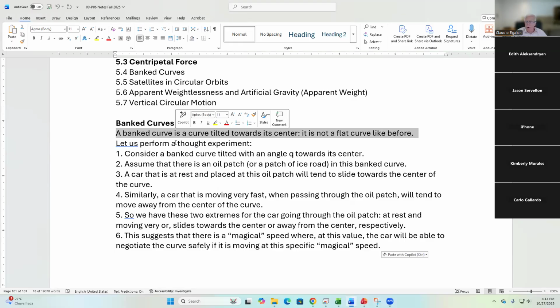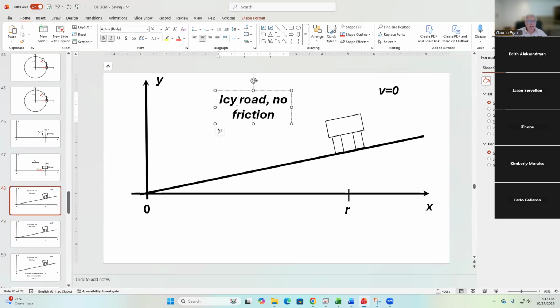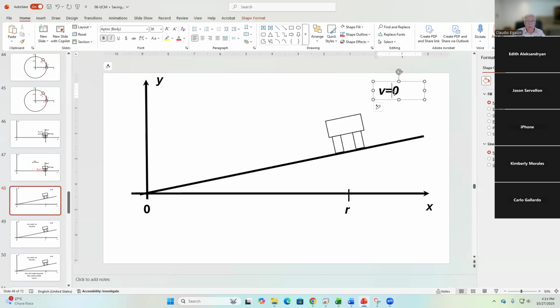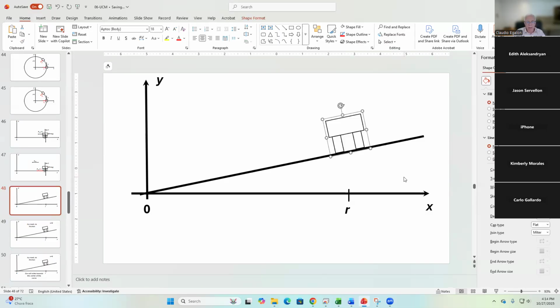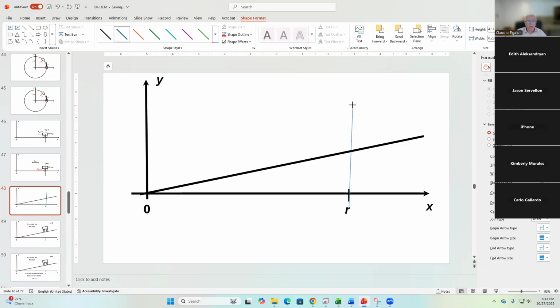In order for you to understand the effects of a banked curve, let's do this thought experiment. Consider a banked curve tilted with an angle towards its center. Now it would be the first frame of my movie, right? Let me erase that. Here's the banked curve, and that's the radius of the banked curve. The radius is the horizontal direction from the center of the curve, right in here.